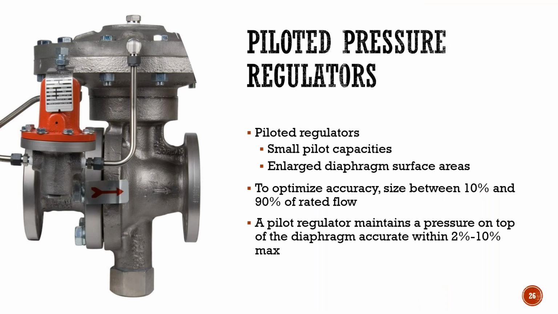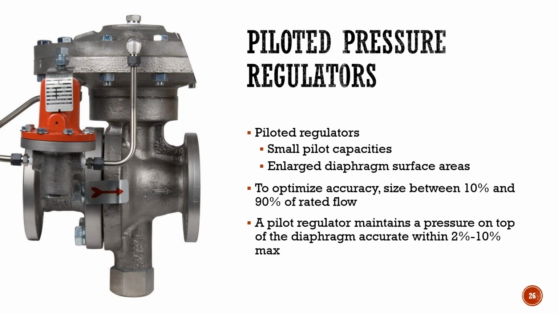Pilot operated, you can see here that there's a pilot valve. So you've got a regulator that's going to communicate with the main valve. Okay, so small pilot capacities and large diaphragm surface areas, generally speaking, people will choose a piloted pressure regulator when they need greater accuracy than a direct operated regulator, or they need higher flows, or both.